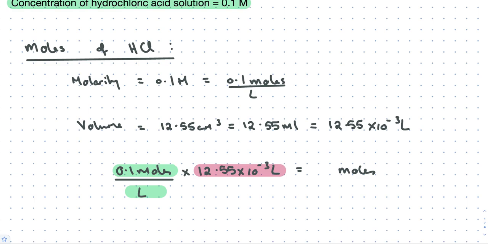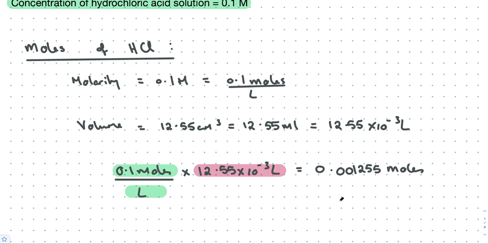And when I do that, I'm actually going to leave a little bit more space. When I do that, I get 0.001255 moles. And just be careful with your notation here, and when you're documenting your answers, that you don't drop a zero, because that'll have a huge impact later on. That's the number of moles of HCl that it took to get us to the point of neutralization, or the end point of our titration.